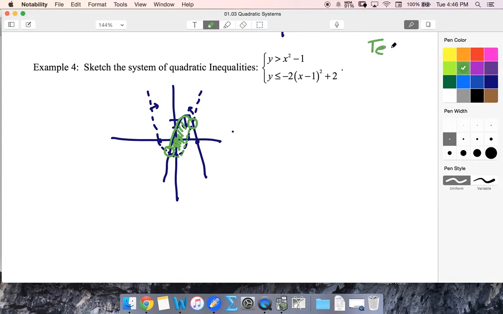So we're going to test the point 0, 0. 0 is greater than negative 1. That tests. 0 is less than negative 1 squared, which is 1, negative 2 plus 2, less than or equal to 0. That is also true. So that was actually right. This line should have gone exactly through it. If I want to be safe, I could pick another point to test again, but I'm feeling pretty good about my point 0, 0. All right, so that's examples 3 and 4.